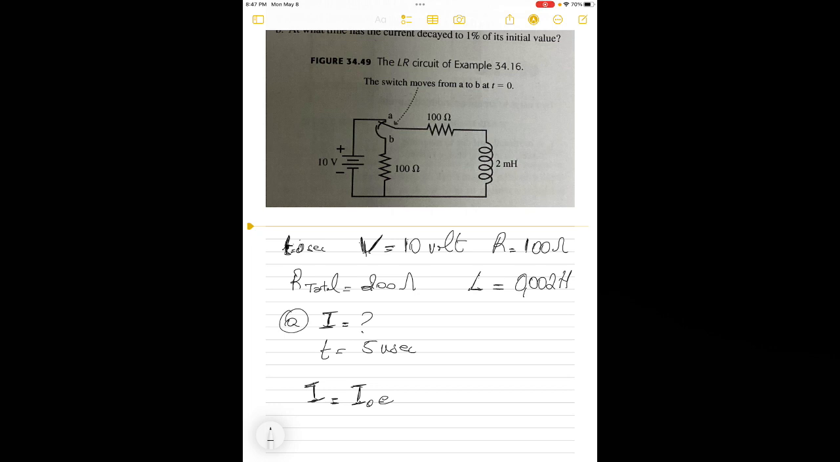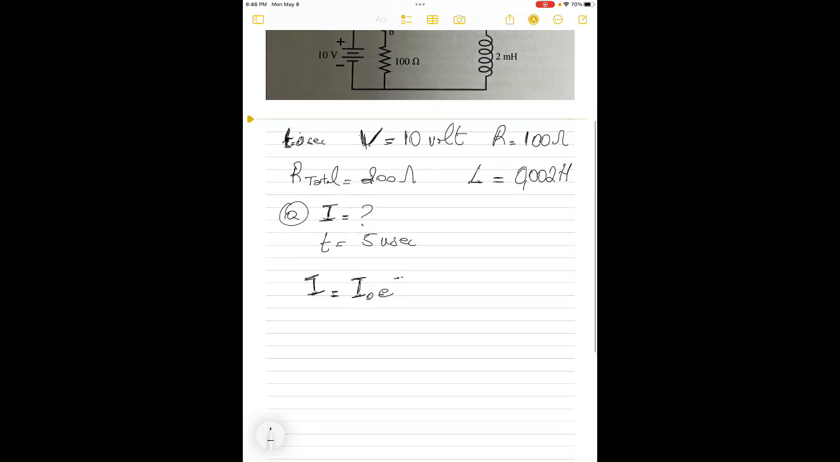So this is the formula that we're going to use for the decay: current equals initial current multiplied by the exponential of minus time divided by the constant tau, and tau is equal to henry divided by resistance. So the initial current, we can find it by voltage divided by the resistance. So the voltage is 10 divided by 100 ohms. So the initial current is equal to 0.1 amp.